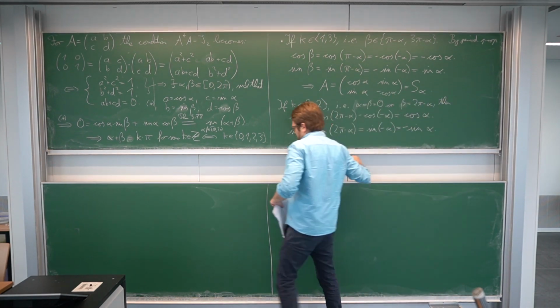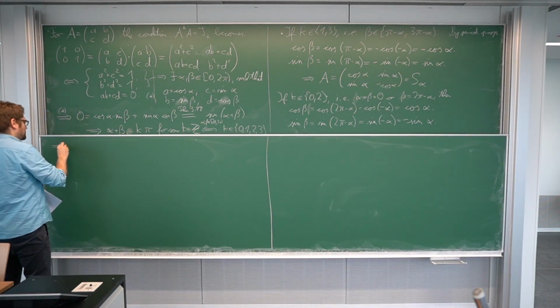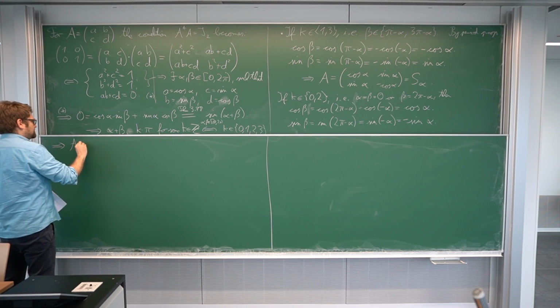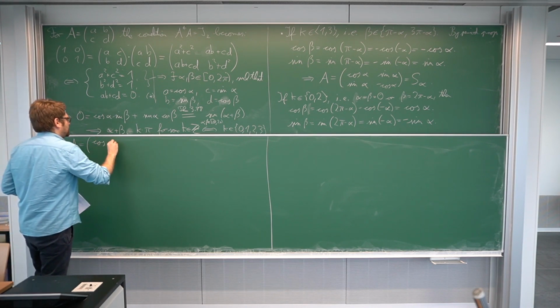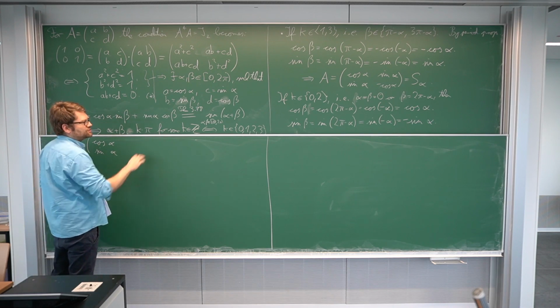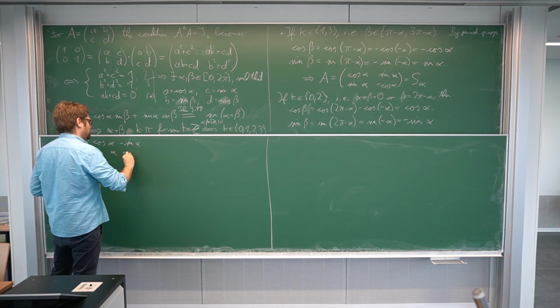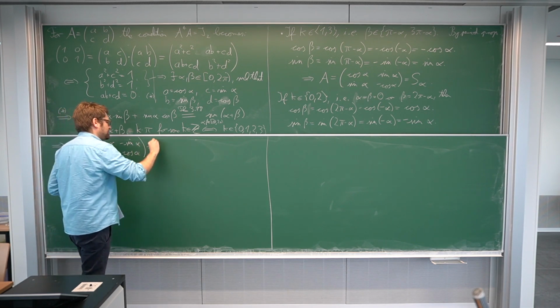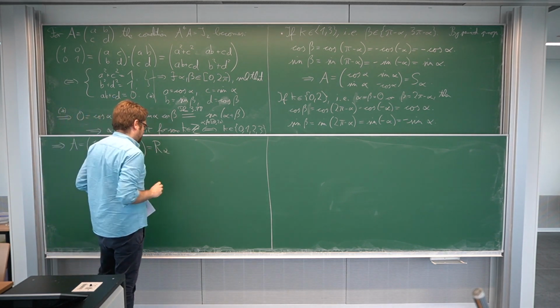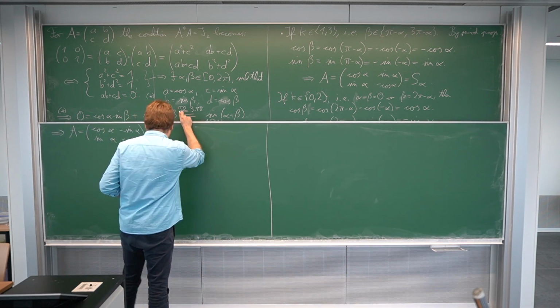So in this case, A is precisely given by cosine alpha, and here we get sine alpha, and now the change is between C and D. Here we get minus the sine of alpha, and here we get the cosine of alpha, and this is the map R alpha. Yeah, so this is the second case here.